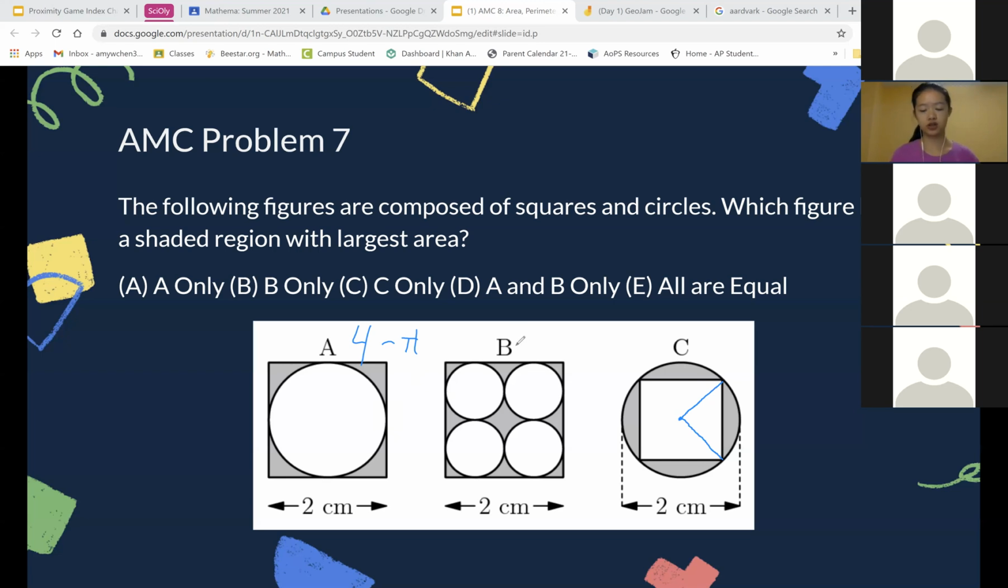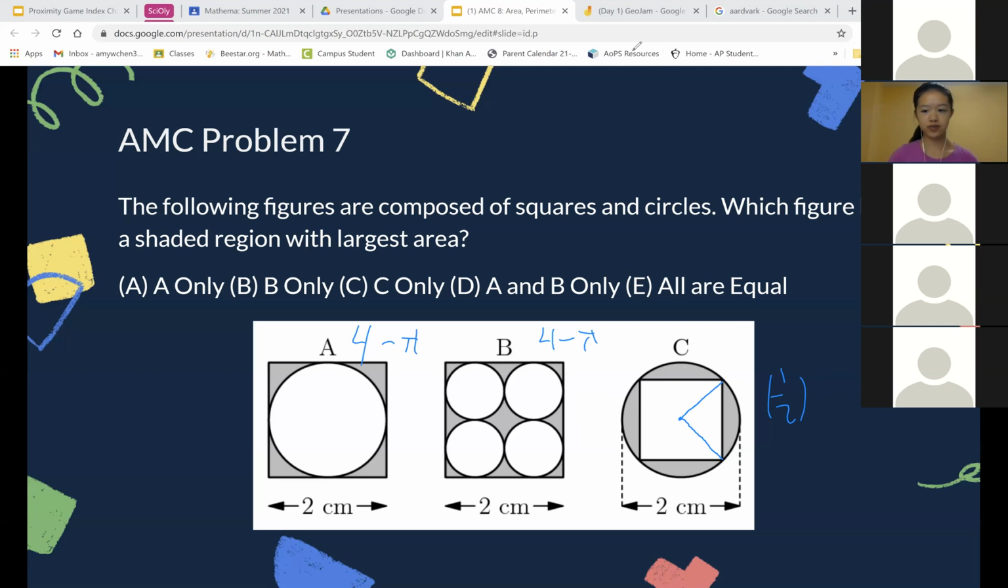For B, which is kind of interesting, it actually has the exact same area. And the reason is because each of these 4 circles has a radius of 1/2. So 1/2 squared times pi would be the area of one of these circles. But if you multiply by 4, that's just pi again. So it'd be 4 minus pi. So A and B have the same area.